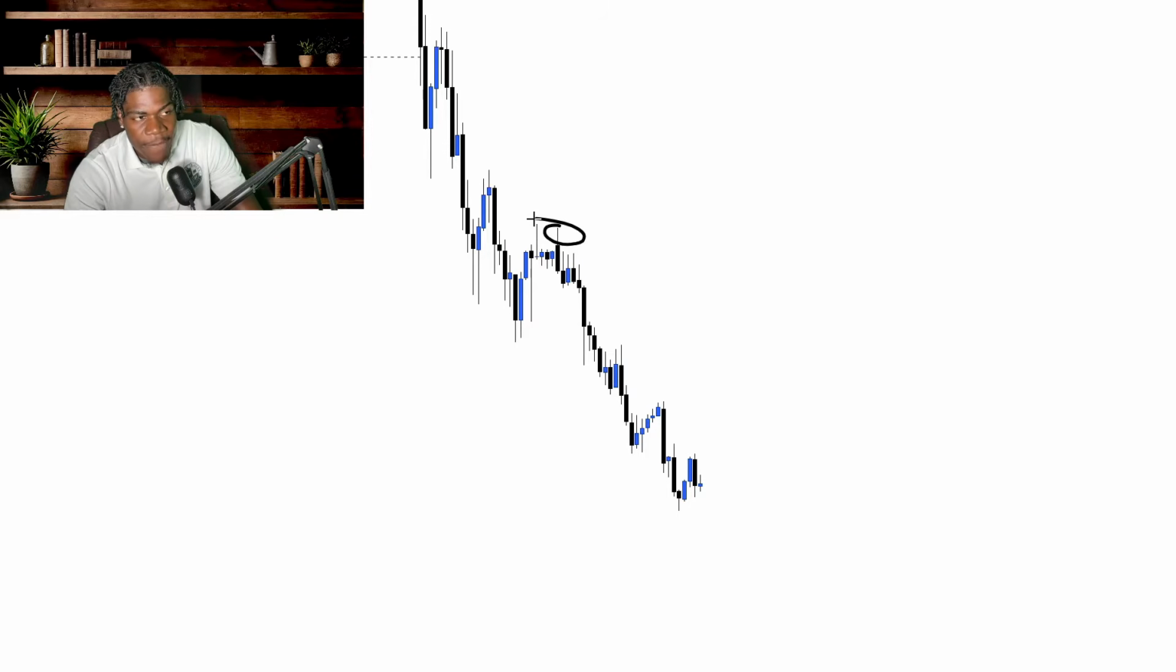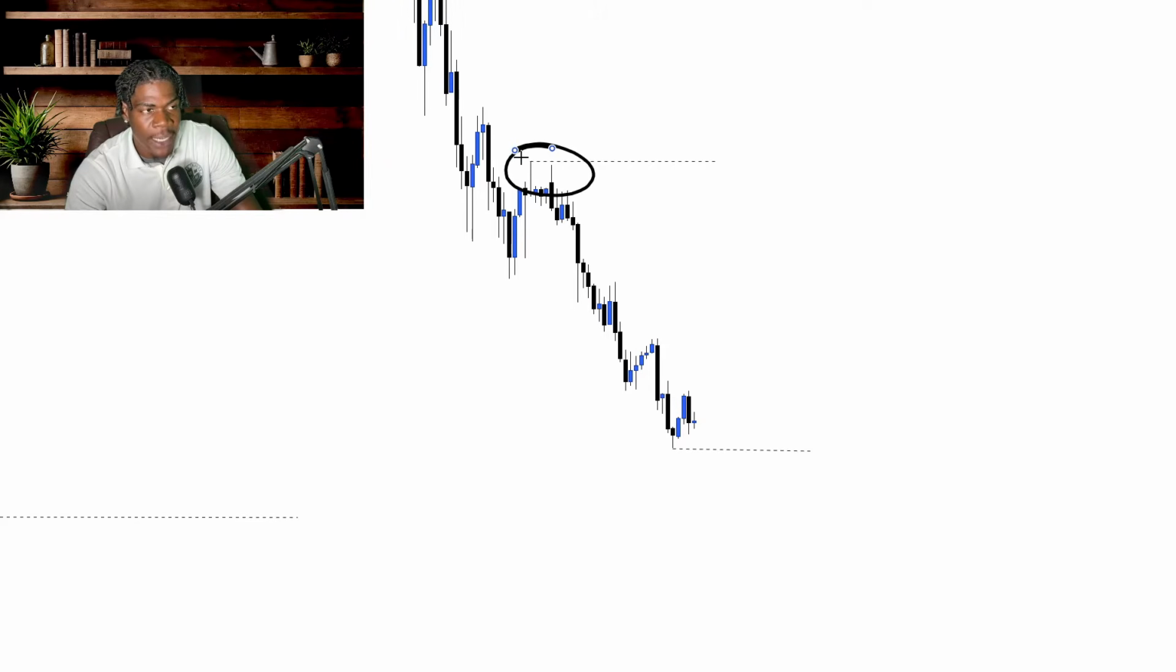But we got a failure swing. So this right here is still the protected high, but we see that no prior highs went higher than this old high right here. So this right here becomes our new range high, and this right here becomes our new range low. This is our new dealing range.